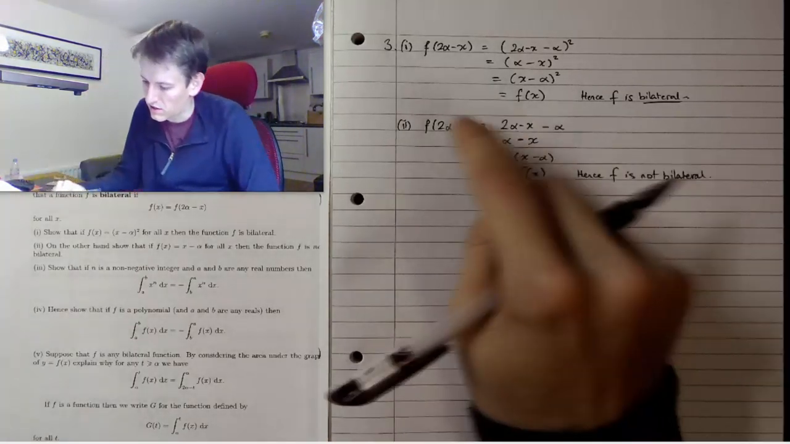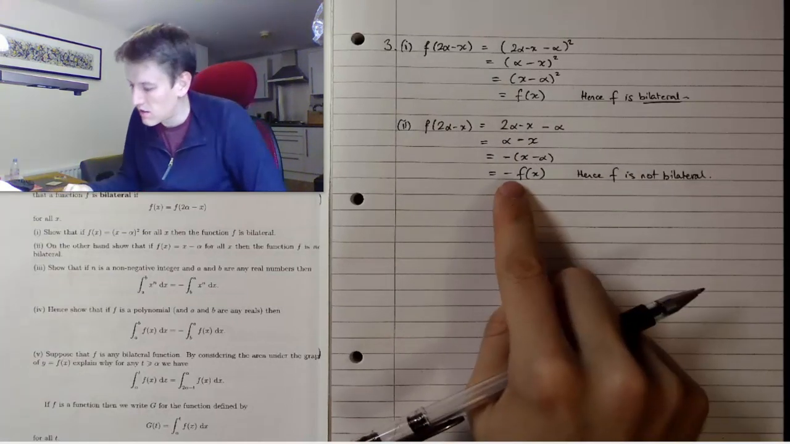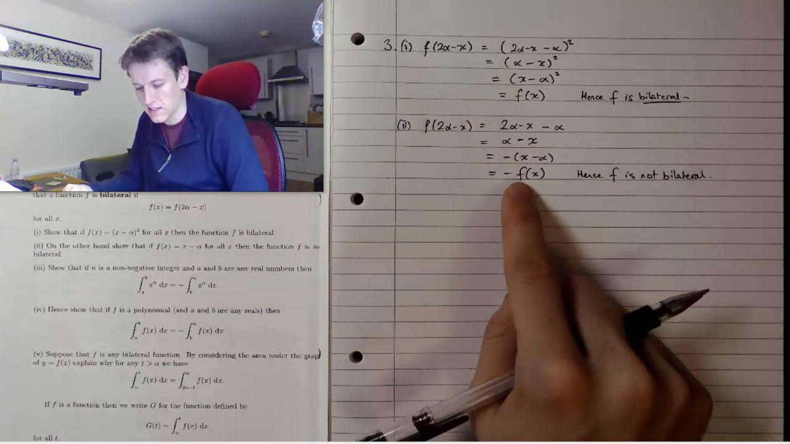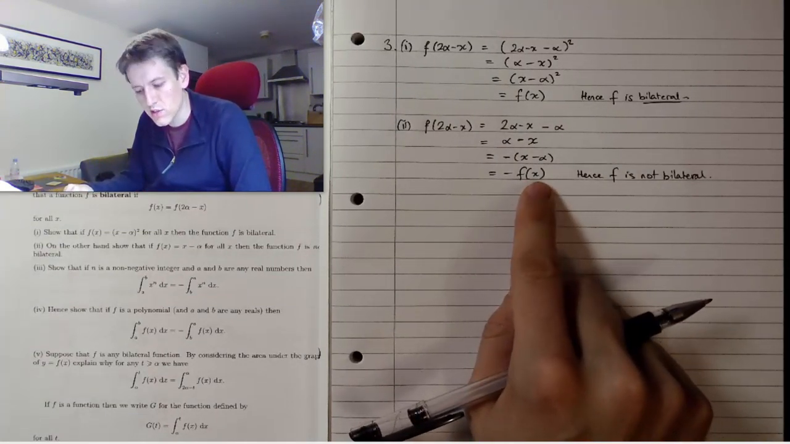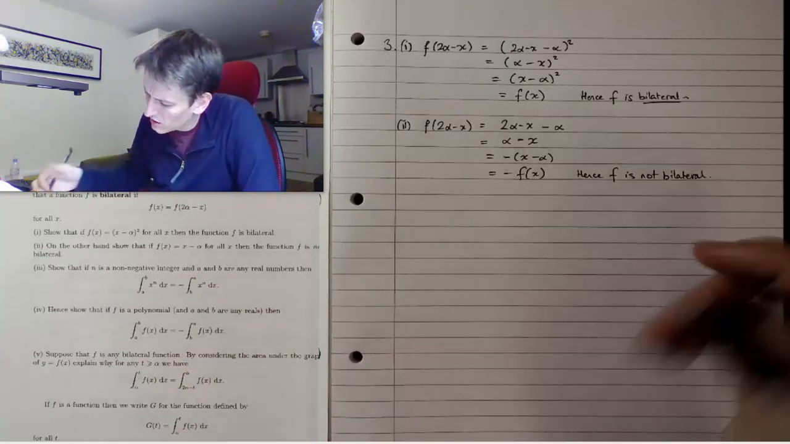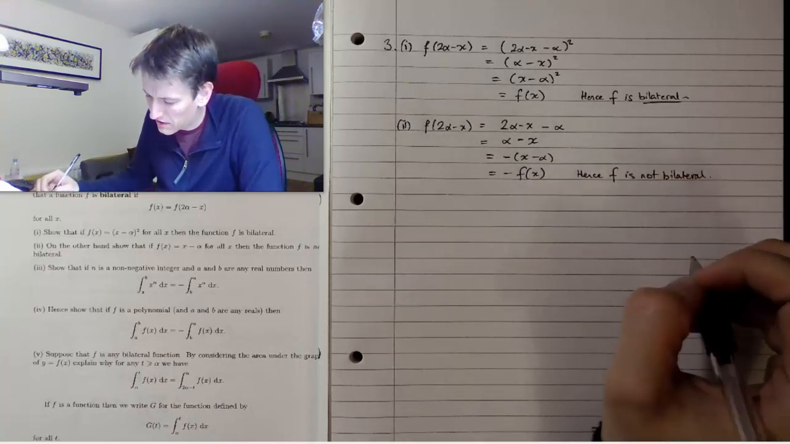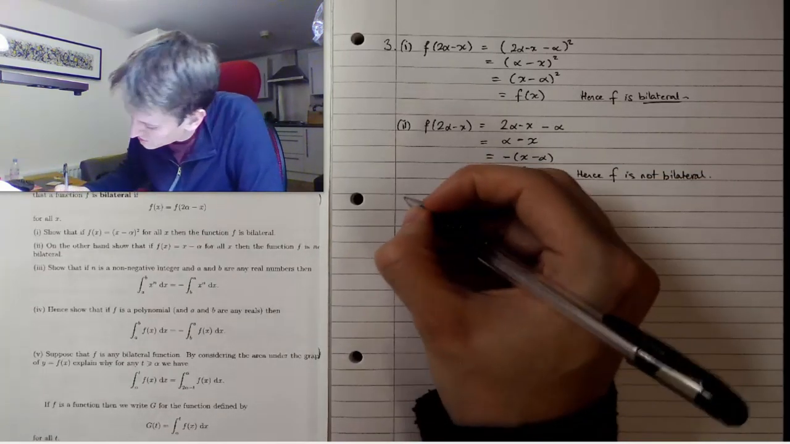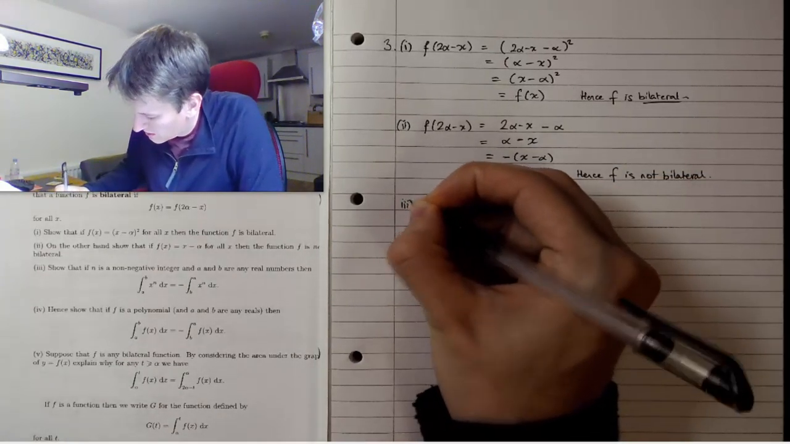You know, these two things are not going to be the same. And this isn't going to be the same as f of x unless f of x is 0 for all values of x, but it's not because it's equal to x minus alpha. Okay, so I don't think we need to spell it out too much. You might make some comment about 0, but I think you get the marks there.